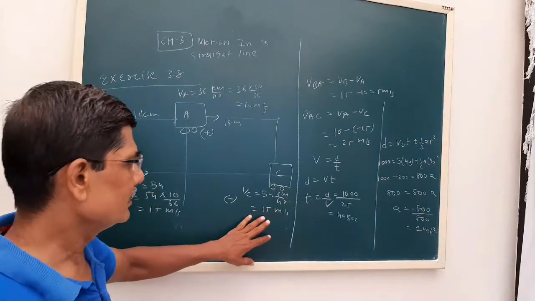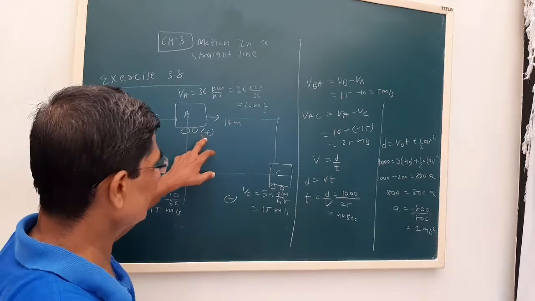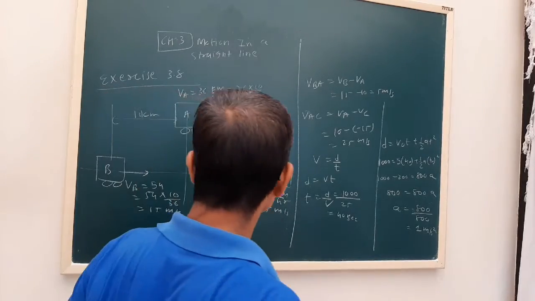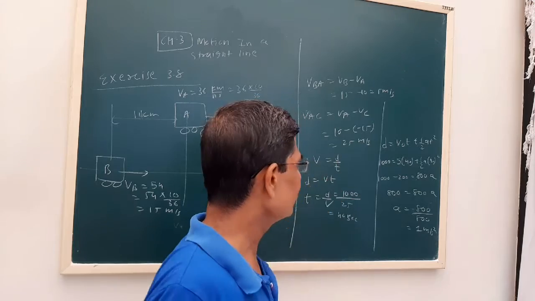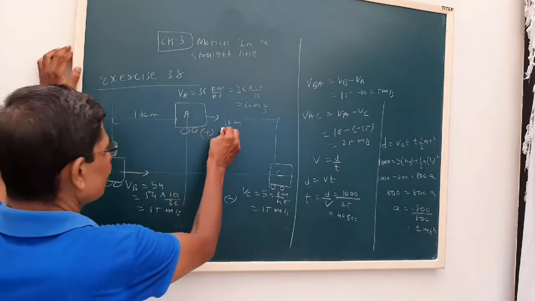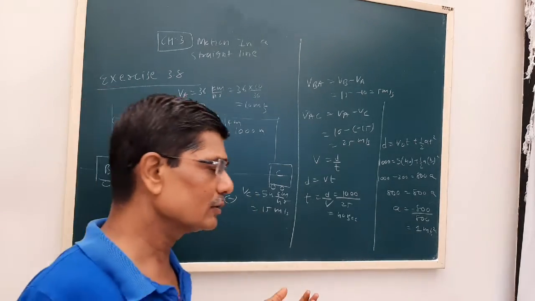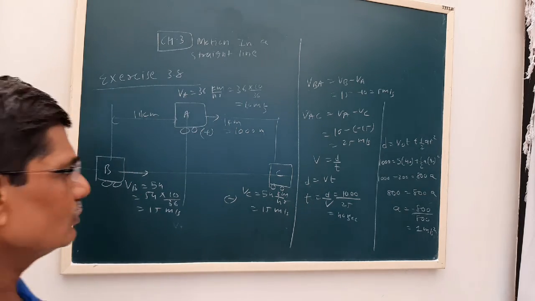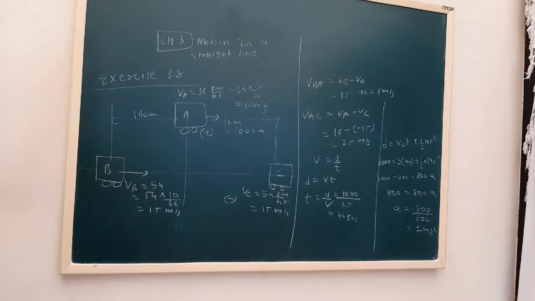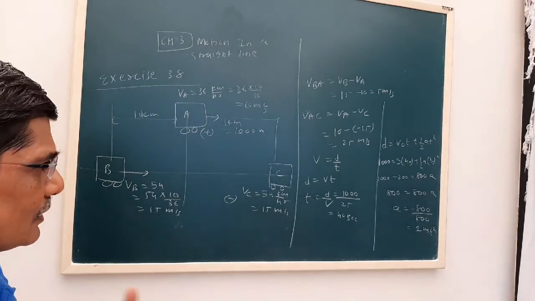Now we know C moves with a constant velocity, but this is a case of relative velocity. Right hand side is plus, then left hand side will be minus. So the relative velocity of A with respect to C will be 10 minus 15, that is 25 meter per second. Now see, the separation is 1 kilometer, that is 1000 meter. We have to find out in how much time C will overtake A. That we get as 40 seconds.